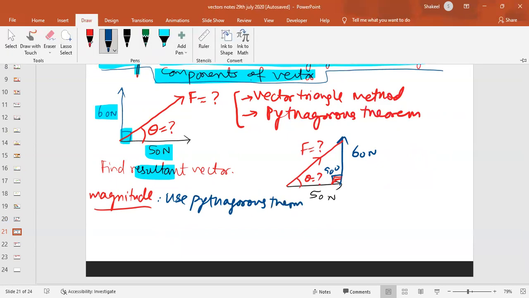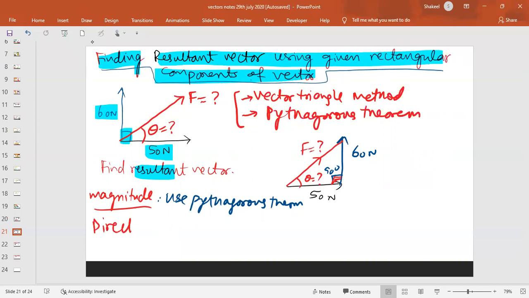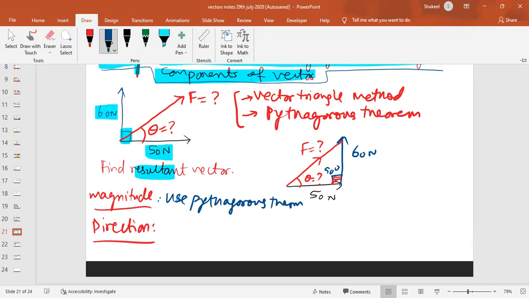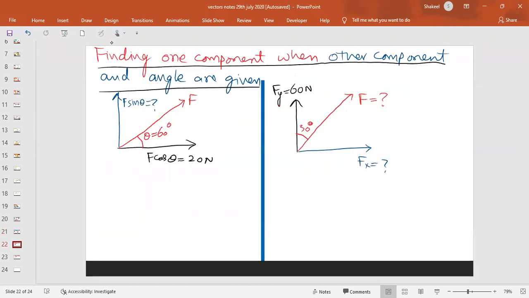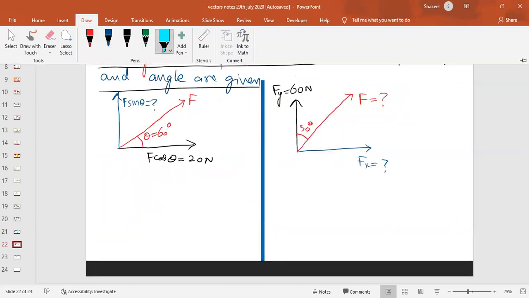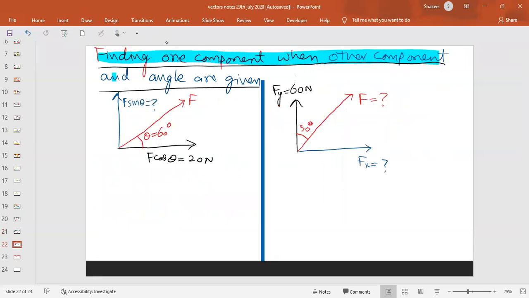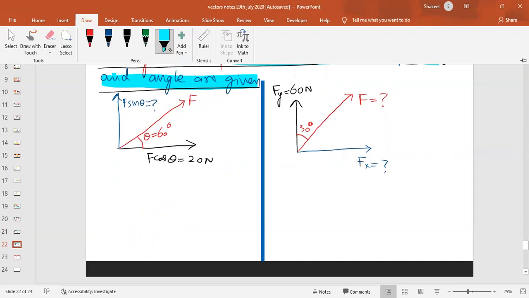And if you want to find the direction, obviously you have to find the angle theta. So you have to find angle theta of F with 50 Newton. And for that, you will be using trigonometric ratios because this is a right angle triangle, right? Let's move forward to another type, which is finding one component when the other component and angle are given. Let's focus on this question.